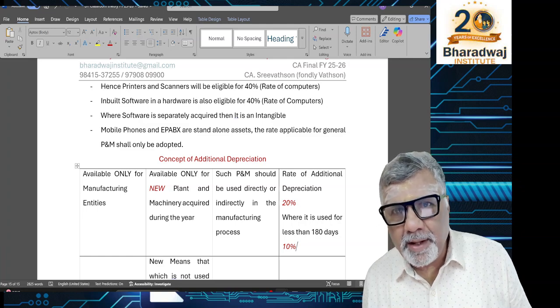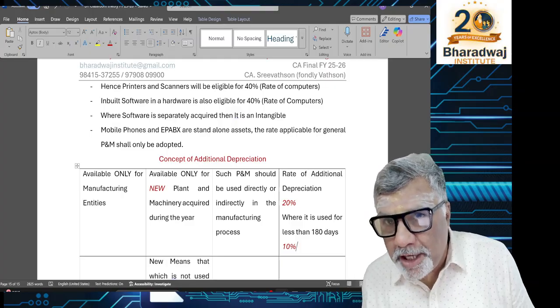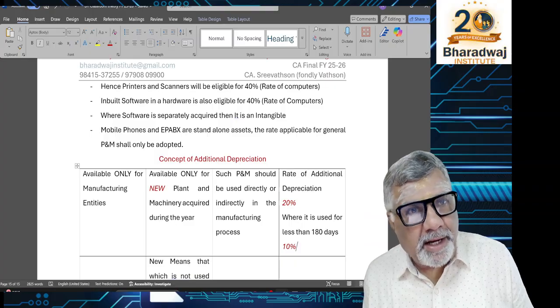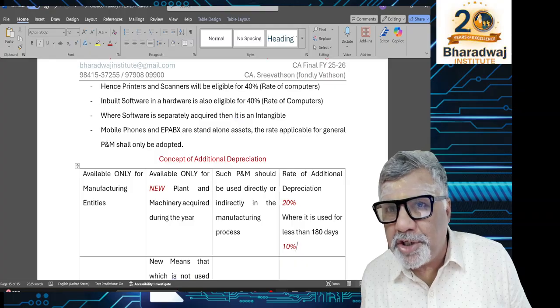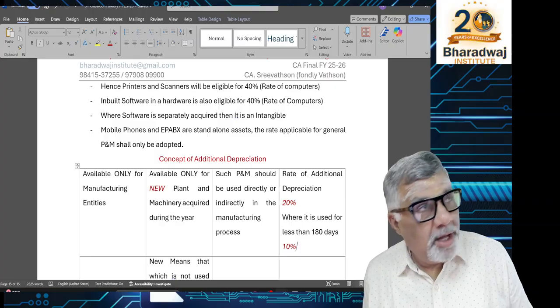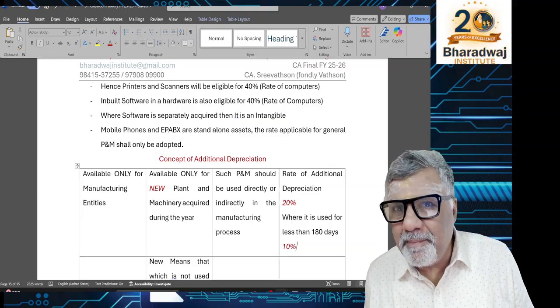A car is a plant and machinery. We all know the definition of plant and machinery. Can I claim additional depreciation? A computer is a plant and machinery. Can I claim additional depreciation? Books are plant and machinery. Electrical appliances are plant and machinery. You are understanding? Okay.